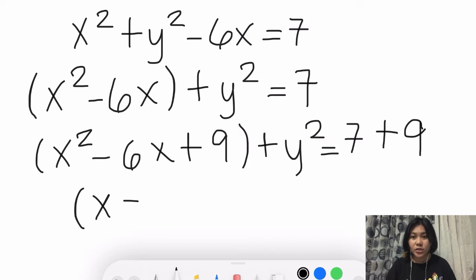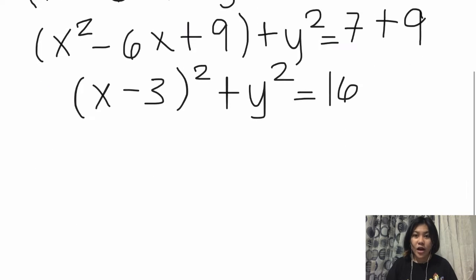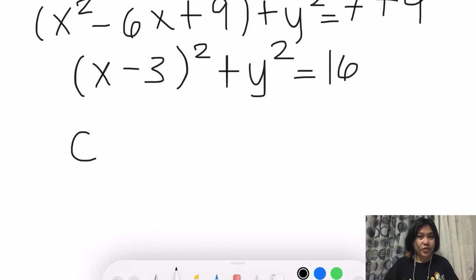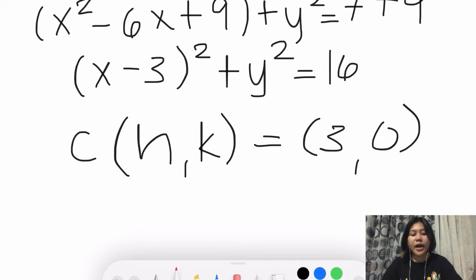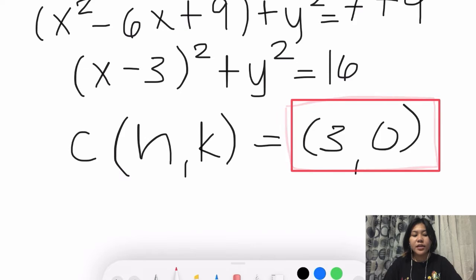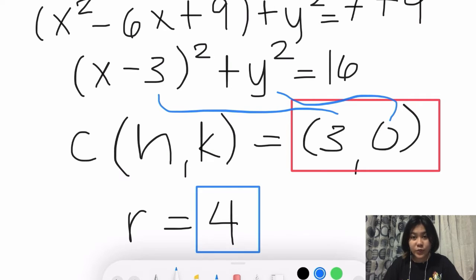Quantity x minus 3 quantity squared plus y squared is equal to 16. Now, we can get our properties, or we can get our center and its radius. The center, which is h and k, will now be 3 and 0. The x coordinate, which has negative 3, is now going to be positive. The y has no value, so it will be 0. And for our radius, it will be 4 because it needed to be squared. 16 and its square root will be 4.